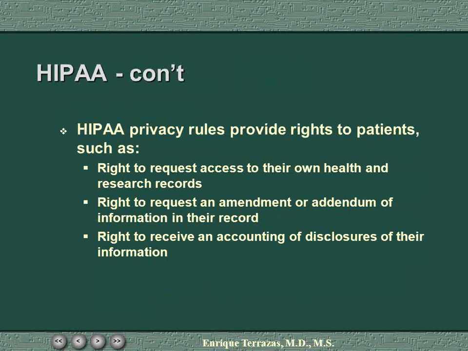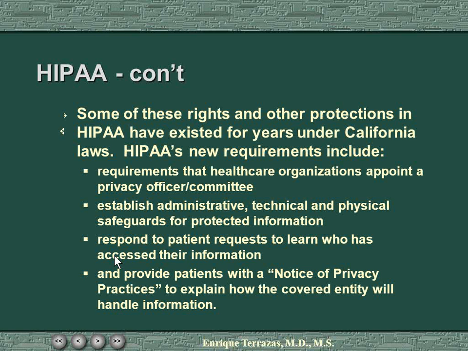So it provides rights to patients, and that's a privacy rule, right to request access to their own health and research records, right to request amendment or addendum of information, and a right to receive an accounting of disclosures of their information, and that's where the audit trail comes in. You have to be able to provide that. And at the time HIPAA came in, California had different laws that had already been in place.